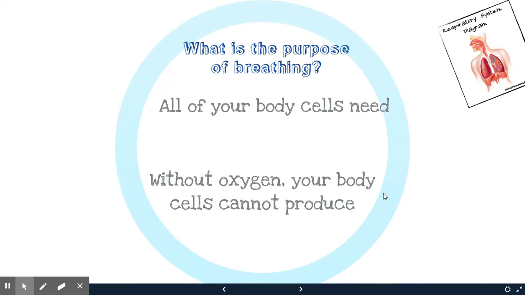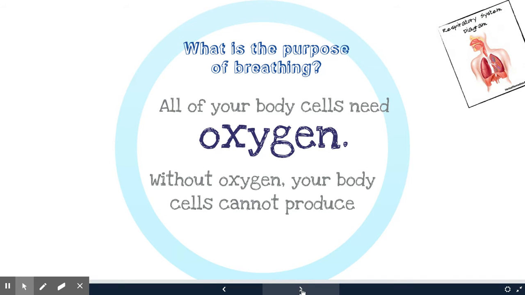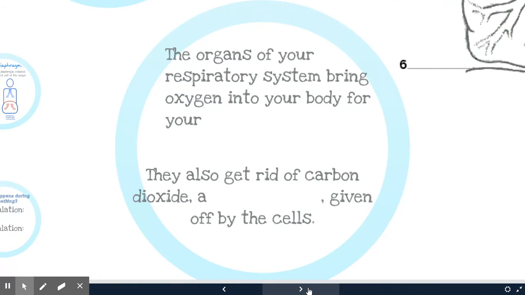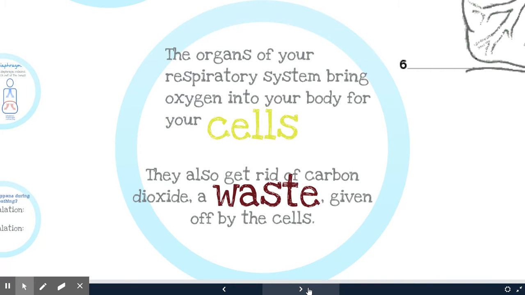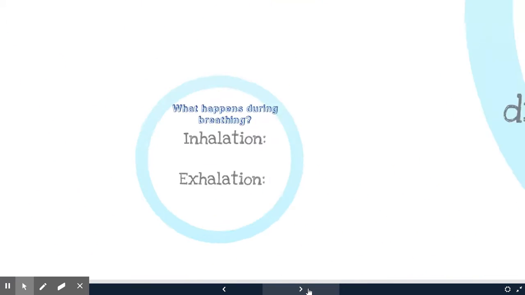So what is the purpose of breathing? All of your body cells need oxygen. Without oxygen, your body cells cannot produce energy. The organs of your respiratory system bring oxygen into your body for your cells. They also get rid of carbon dioxide, a waste given off by the cells.